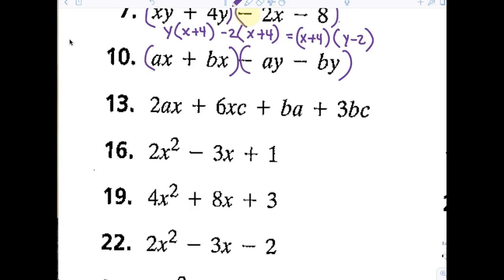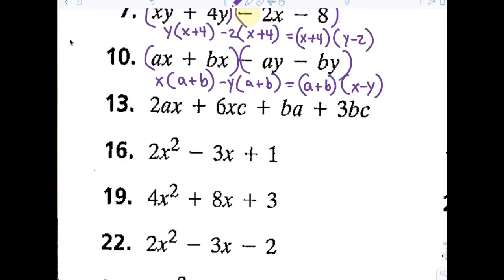What's common? X. That becomes a plus b. Factor out of what? Negative what? Negative y. What's left behind? A plus b. And if you've done it correctly, those two factors will always be the same. So now you rewrite it as what? A plus b times x minus y. Very easy. Good?